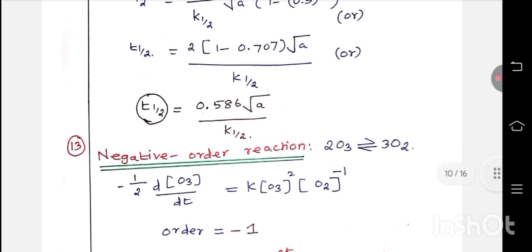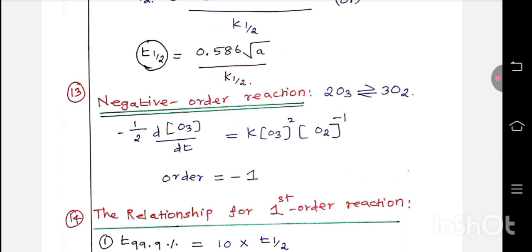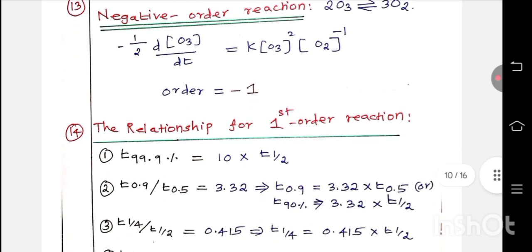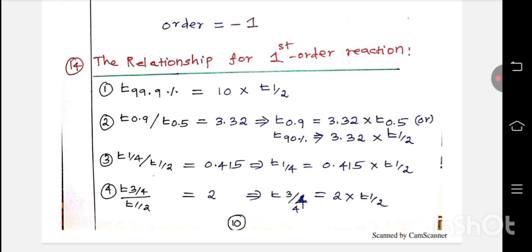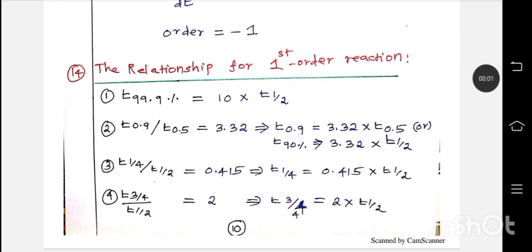13. Negative order of reaction is the example of the decomposition or formation of ozone. The order is equal to -1. The relationship for the first order reaction for mathematical purpose, the time. Third type, T 1 by 4 divided by T of half equal to 0.415 into T of half. Fourth type, T 3 by 4 divided by T 1 by 2 equal to 2.